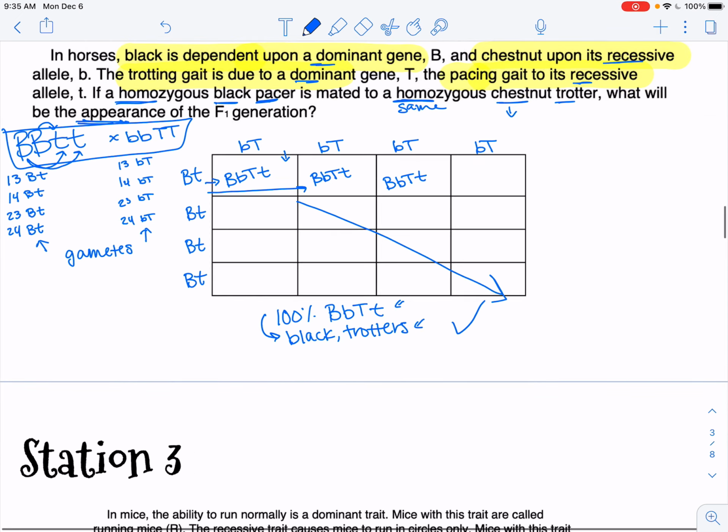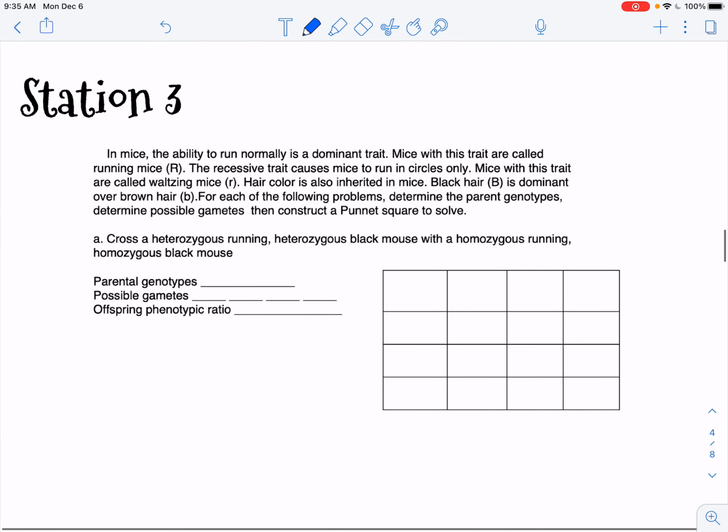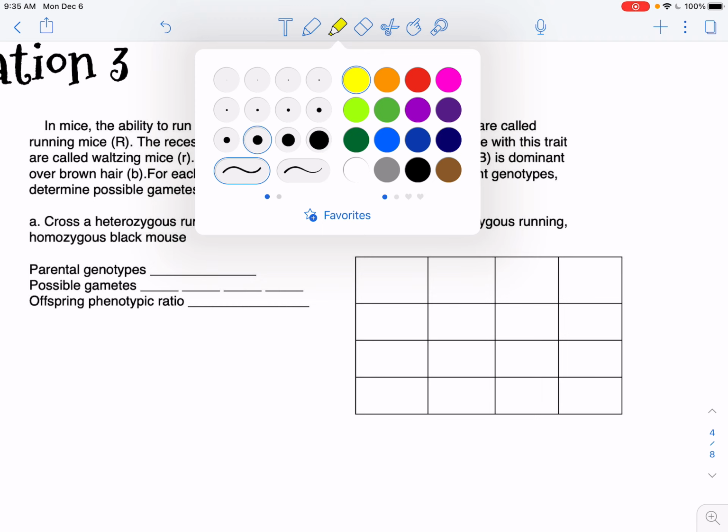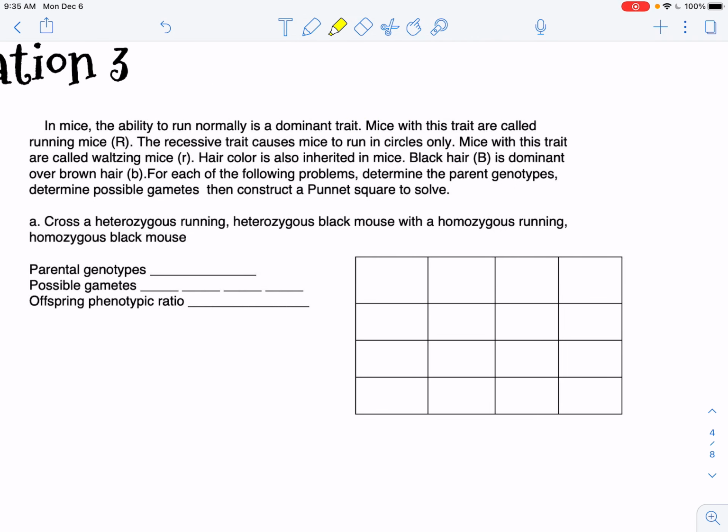Okay, pretty simple. So let's try another one. In this one, we're dealing with mice. Okay, so in mice, ability to run normally is dominant. Those are called running mice, and it's recessive if they run in circles. That's called waltzing. The hair color is also black, which is dominant, or brown, which is recessive.